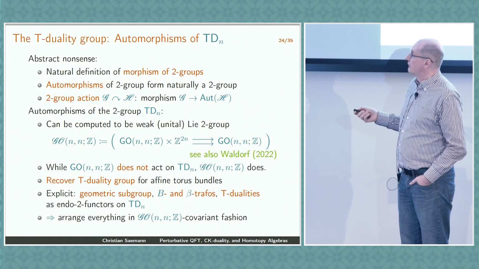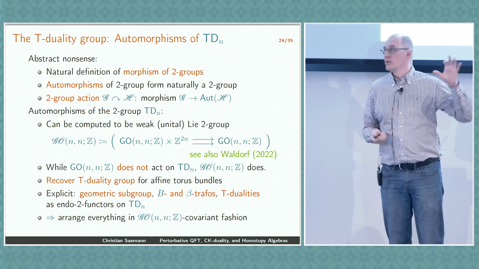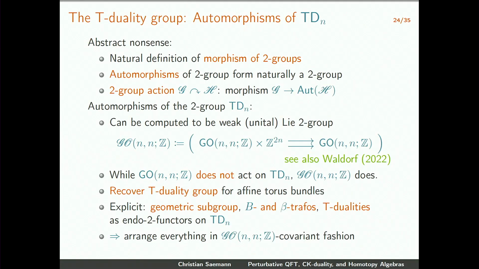T-duality group for affine torus bundles as well. And then what you have is the explicit action of the geometric subgroup, the B and beta transformations, and T-dualities. They all act as endo-2 functors on this TDN, and therefore also automatically on the TDN bundles. So all of our constructions are automatically fully covariant under this T-duality 2-group that we found here, right?